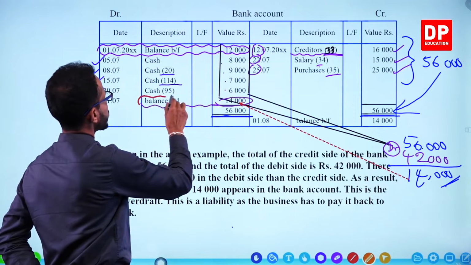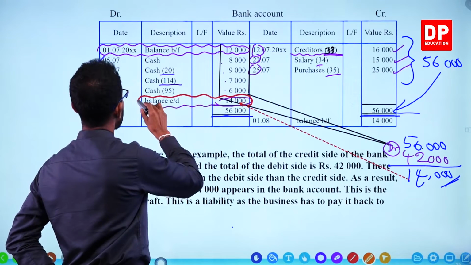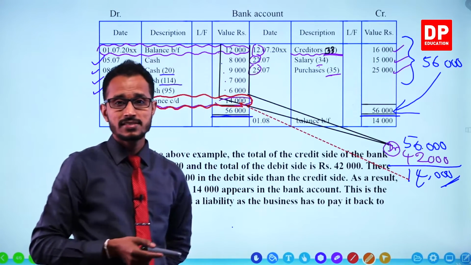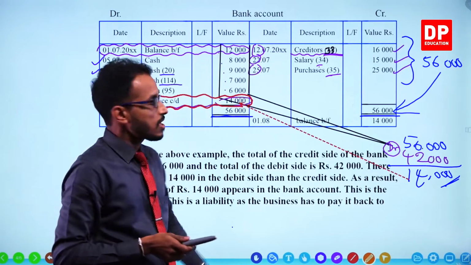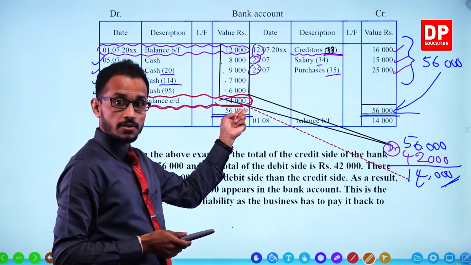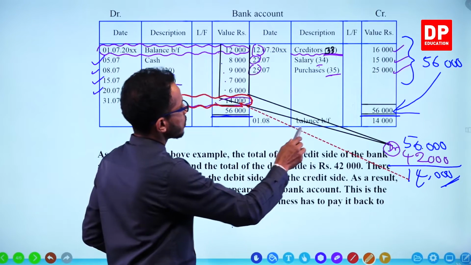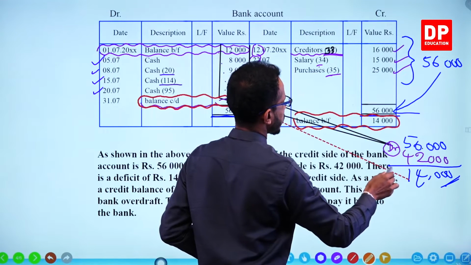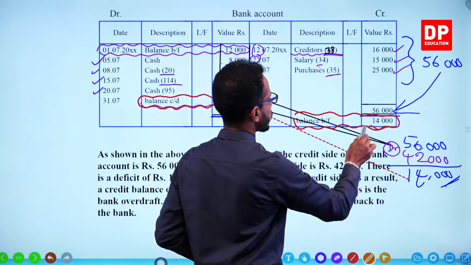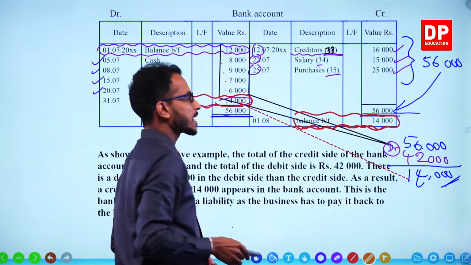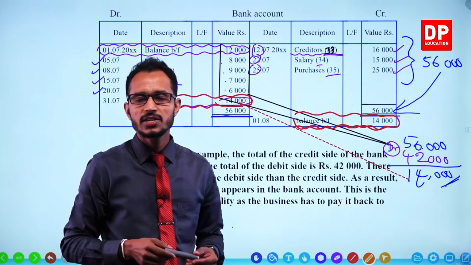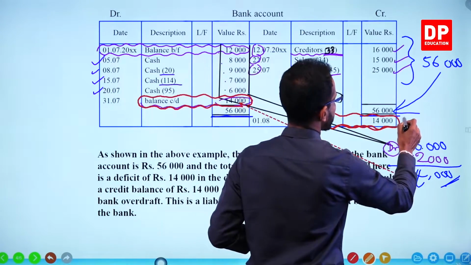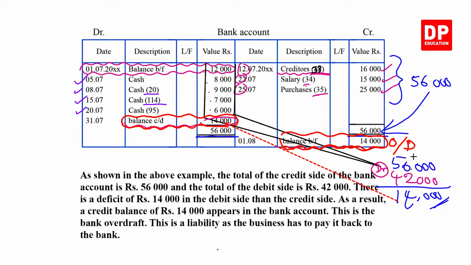See, children, it's not something that we haven't done. We have done this. The only difference is balance carried down comes to the debit side and balance brought forward is in the credit side. Okay, brought forward is on the credit side, which means it's a negative balance. In other words, it's a bank overdraft. This is what we call an OD.